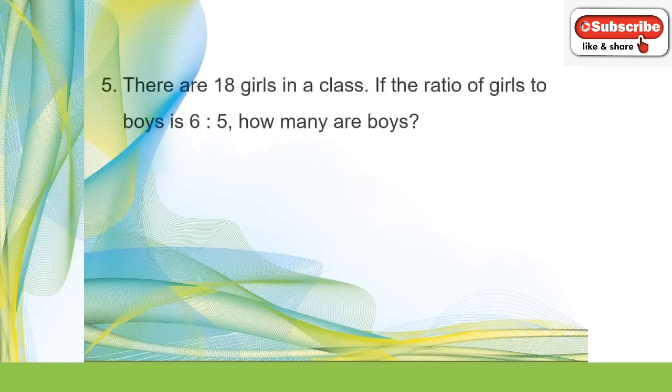Problem number 5. There are 18 girls in a class. If the ratio of girls to boys is 6:5, how many are boys? A. 16, B. 15, C. 14, D. 13. Write your answer now. Time is up. The correct answer is letter B.